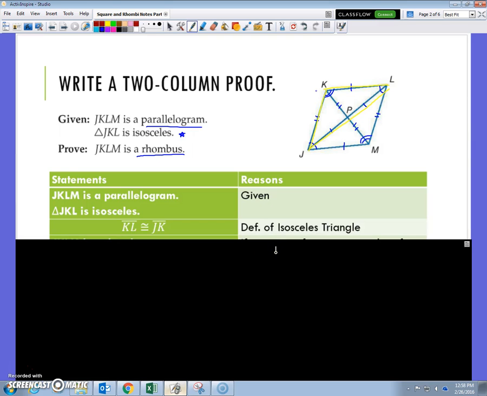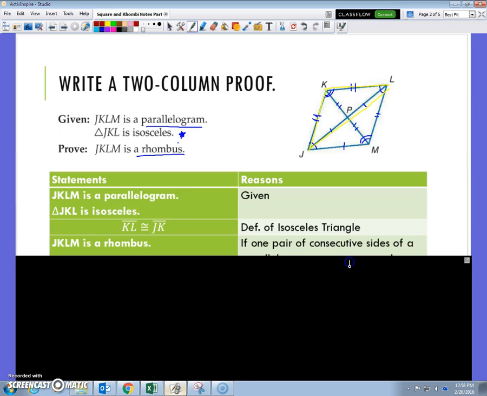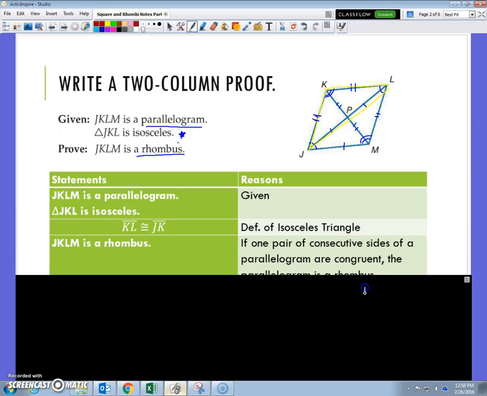It says KL is congruent to JK, and that's a big deal because if these are congruent, instead of having one dash here and two dashes here, I can put two dashes on both of them. Now these are congruent. The reason I know this is because, after all, it is an isosceles triangle. So I know that KL and JK must be congruent because it has to have two congruent sides. All right. I know it's a rhombus. Boom. That took no time at all.